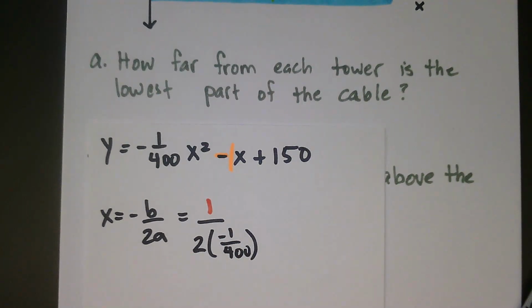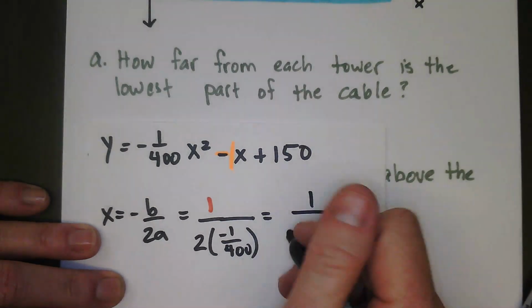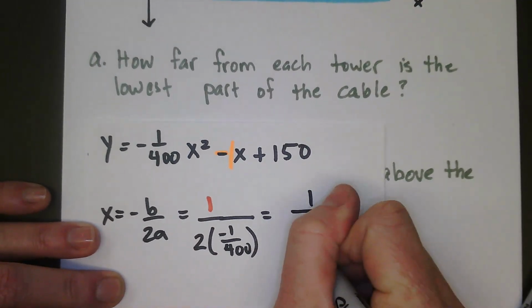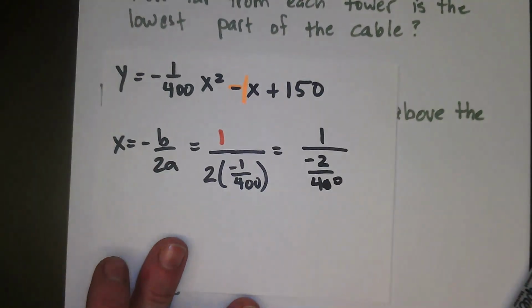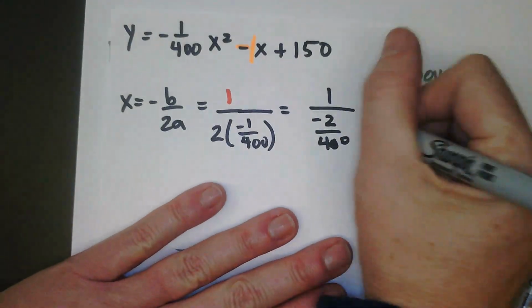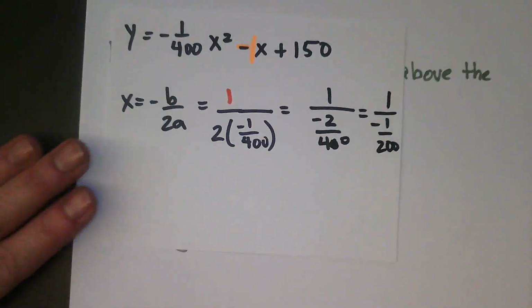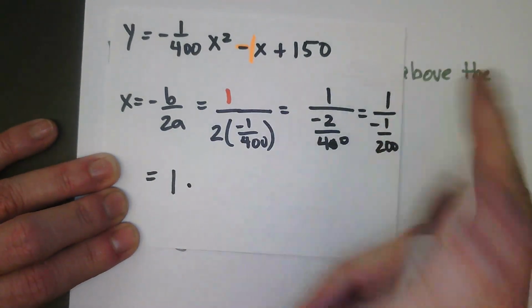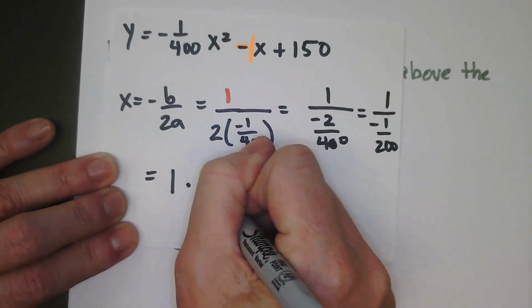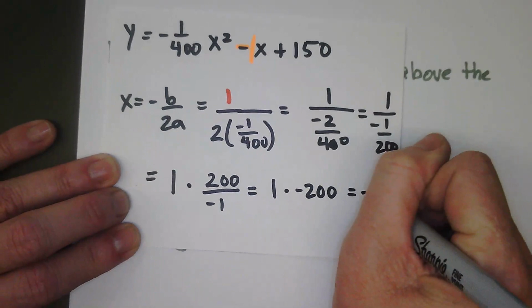And you have a couple ways to tackle this. I'm going to actually do this kind of by hand a little bit, and then I'll show you how to plug it into the calculator. But we're going to get 1 over, so this is 2 over 1, so this is -2 over 400. And then let's move it up a little bit here. This is 1 over -1 over 200. Just simplify that fraction. When I'm dividing by a fraction, I'm going to multiply by its reciprocal. So I'm going to multiply 1 by 200 over -1, which is really just 1 times a -200. So that's -200.